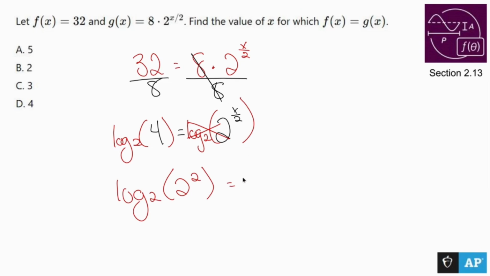And that's going to equal, this drops down, x over 2. Now, why did I do that? Well, because as I saw up here, log base 2 of 2 to a power cancels out, leaving you with 2. 2 is going to equal x over 2. Multiply both sides by 2. x is going to equal 4.